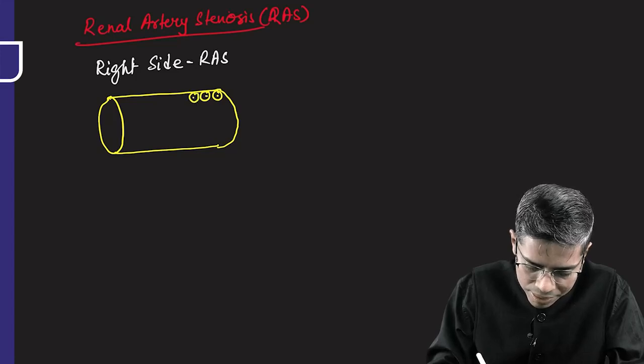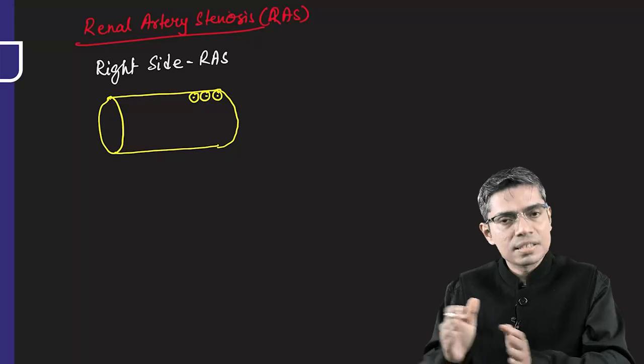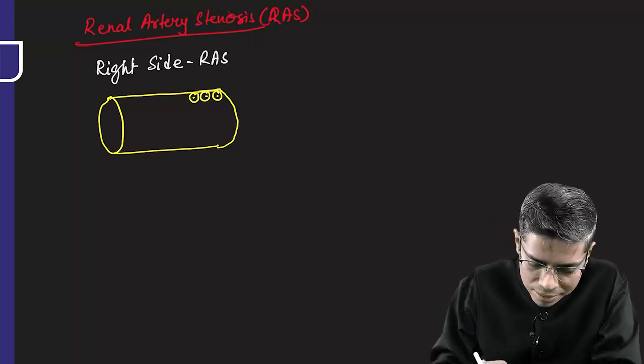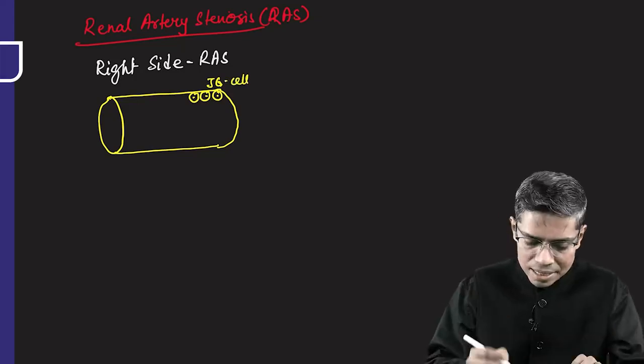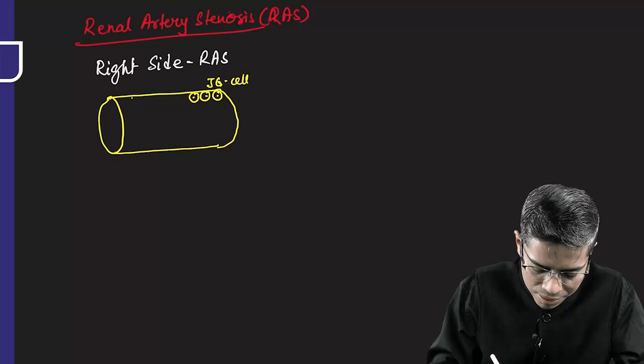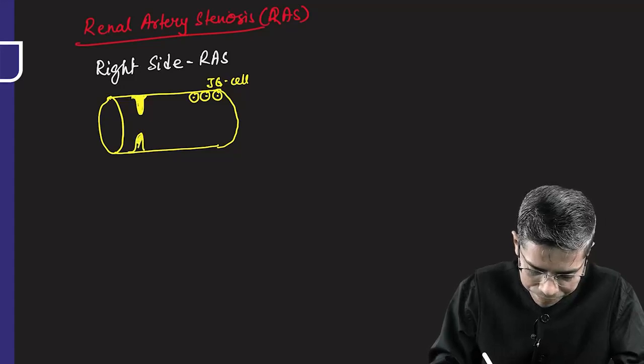Suppose this is the afferent arteriole, the renal artery giving rise to the afferent arteriole, and this is my JG cell, right? If there is a stenosis here, so this is the stenosis part at the level of the renal artery. Okay, so this is stenosis.